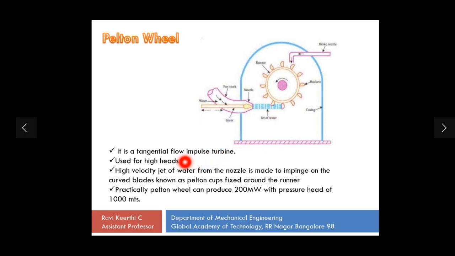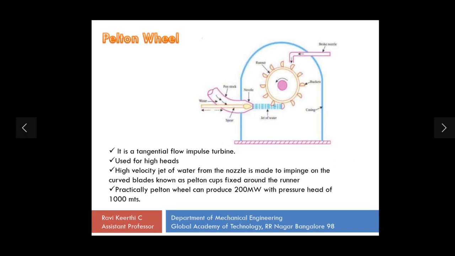It is used for high heads. So the more the pressure head, the more will be the power developed. So this particular Pelton wheel turbine produces more power because you have a high head in the pressure or in the reservoir. So a high velocity jet of water from the nozzle is made to impinge on the curved blades known as Pelton cups that are fixed around the runner.